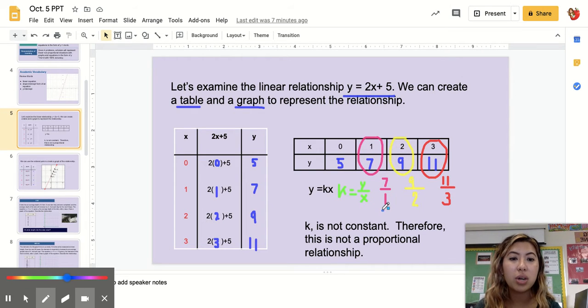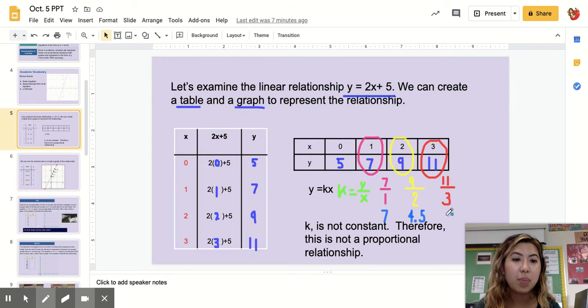So we want to see if they're all equal to each other. 7 divided by 1 is 7. 9 divided by 2 is 4.5. 11 divided by 3 is 3.6 with the 6 repeating. So as you can see, they're not all equal to each other. The constants of proportionality are not the same. So k is not constant. Therefore, this is not a proportional relationship. And another way to say not a proportional relationship is non-proportional.